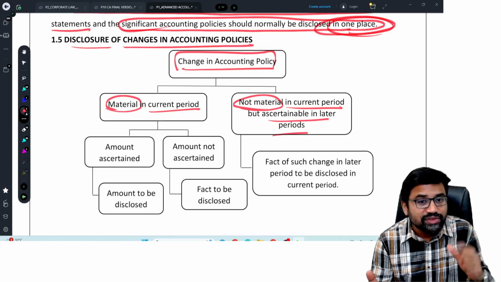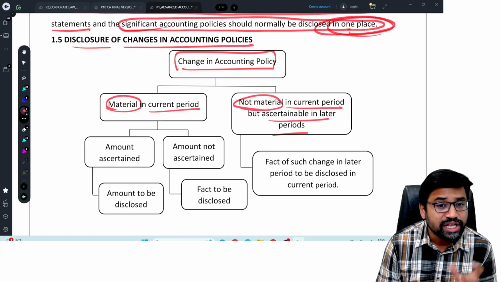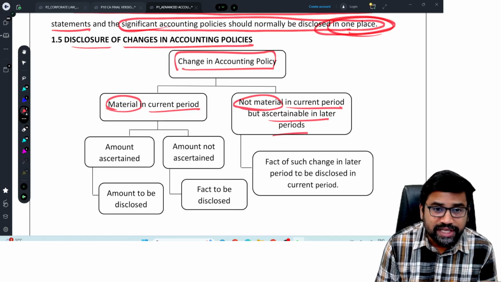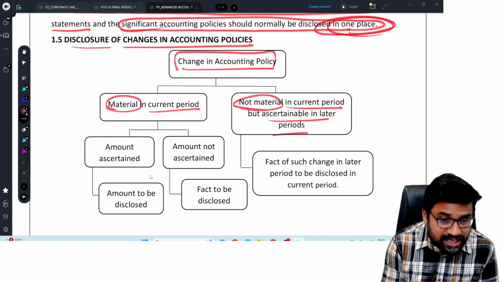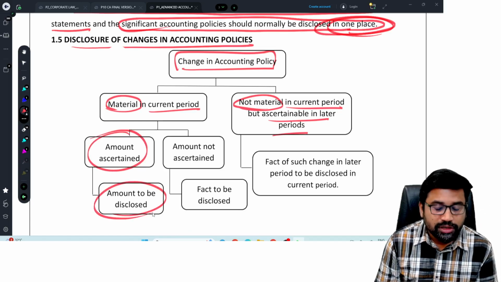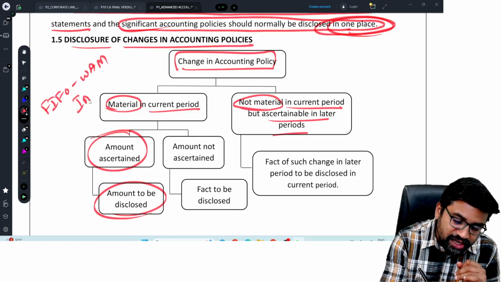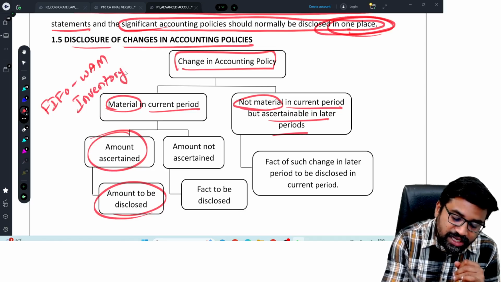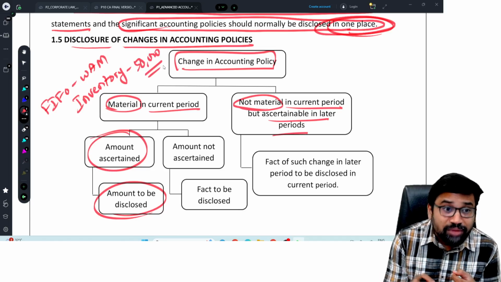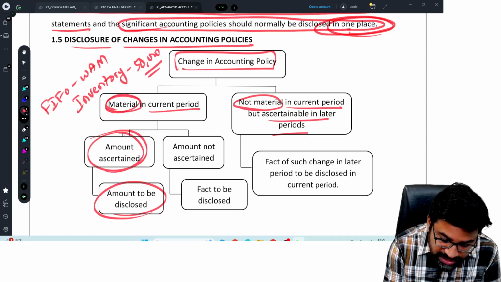I discussed. Anything which influences the decisions of users. Materiality depends upon the nature and amount. Either based on amount or based on nature, you decide materiality, depending upon your organization. Now, if this is material in the current period and you are able to ascertain the amount, then the amount should be disclosed. Suppose you are shifting from FIFO to weighted average method. Now, because of this, your inventory value has decreased by 50,000.